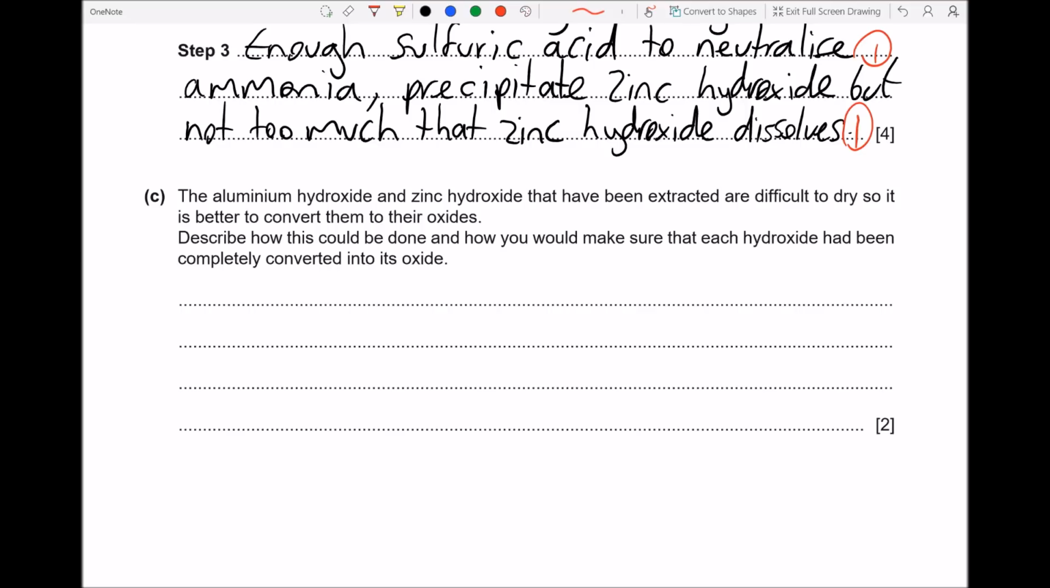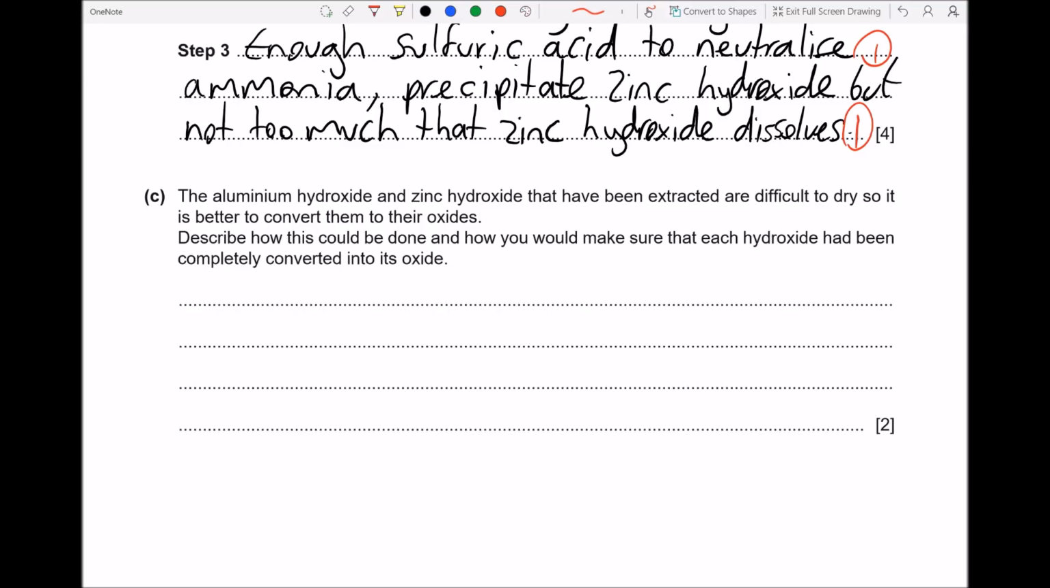If you want to form an oxide of something, we effectively can just heat it, and we take these metals here, these hydroxides, and heat them. That obviously reacts with the oxygen in the atmosphere, and we form our oxides. But to make sure that all of it has been completely converted into its oxide, we are basically looking for a constant mass. So after heating it for, say, 5 minutes, you weigh it, you heat it up again, and you weigh it. And if the second weighing is exactly the same mass as the first weighing, then you know that you've converted all of your hydroxides.